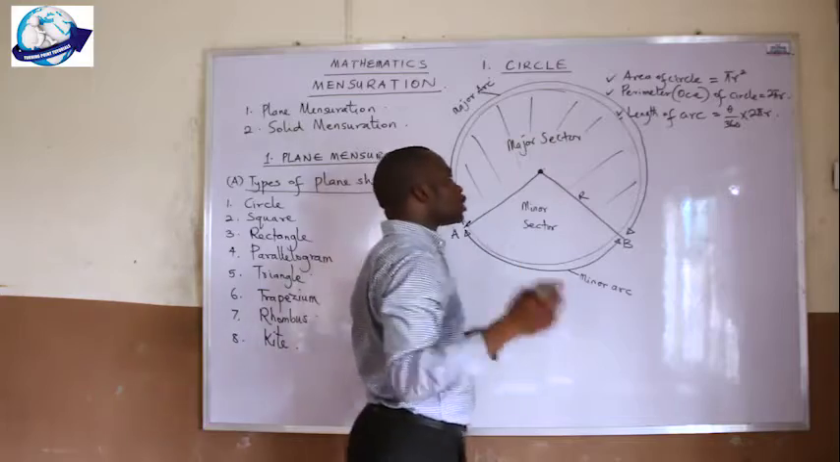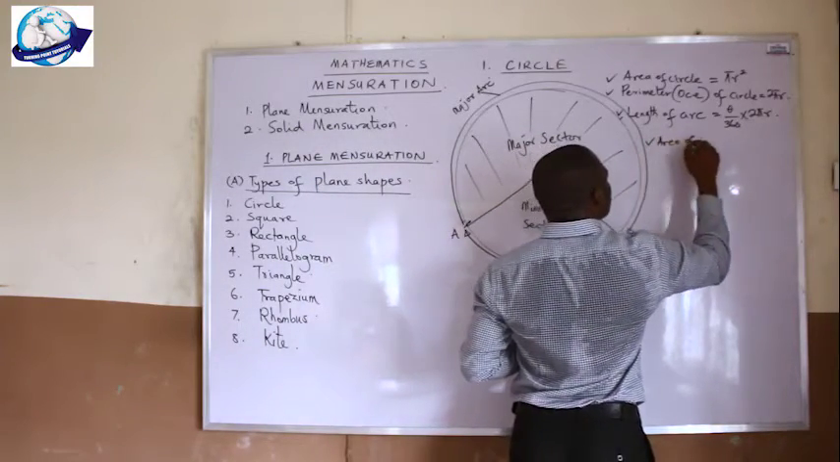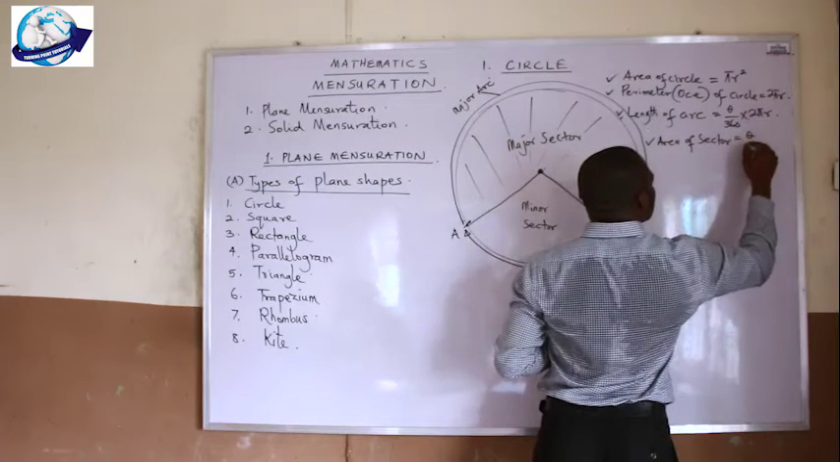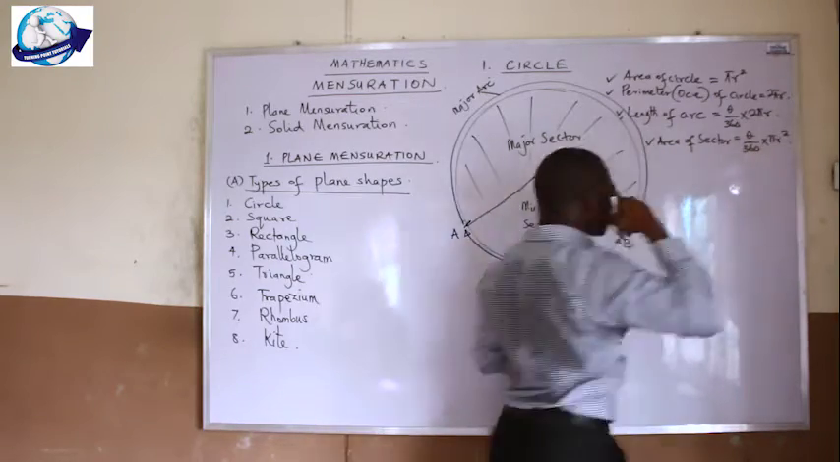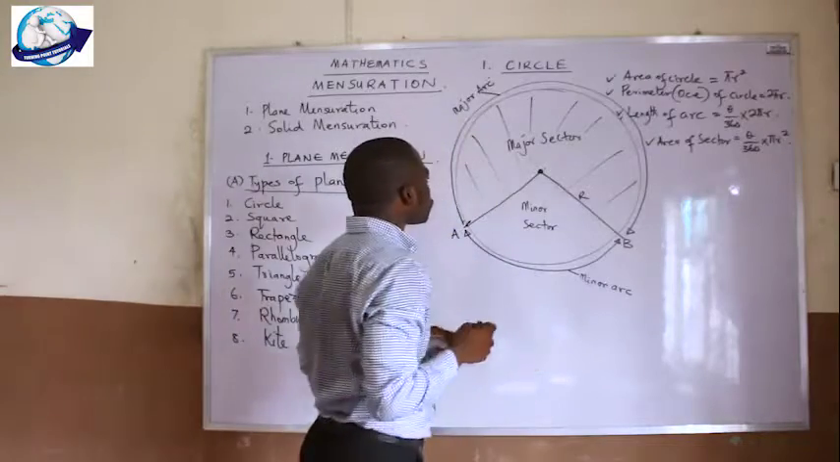Okay, so that leads me to another formula. What is the area of a sector? Area of sector is theta over 360 degrees multiplied by pi r squared. So this formula is necessary to calculate the area of a sector.